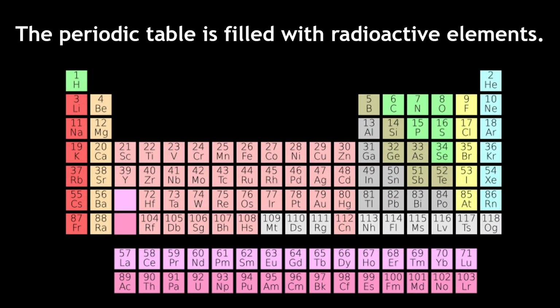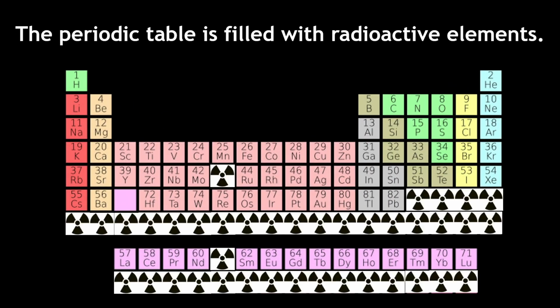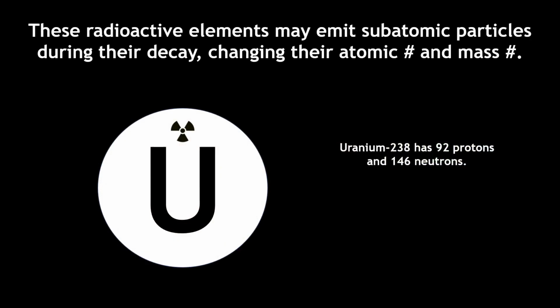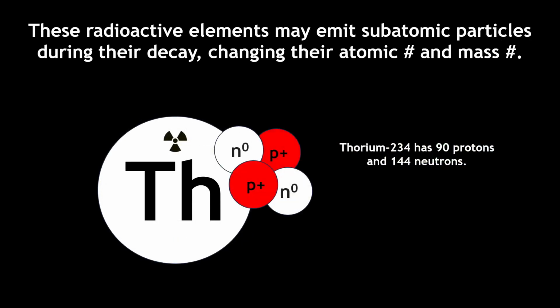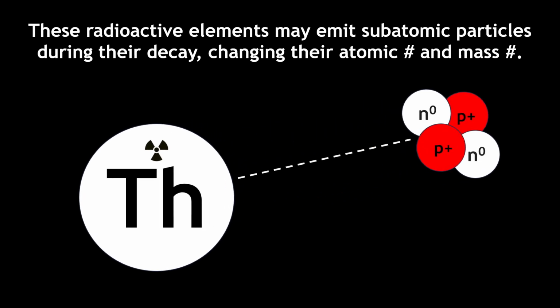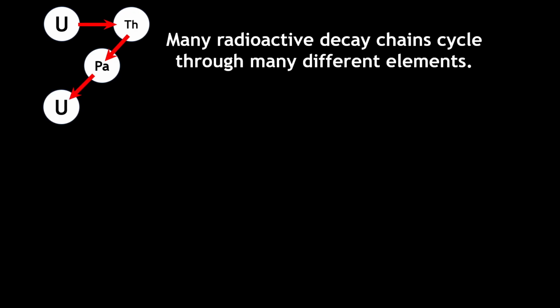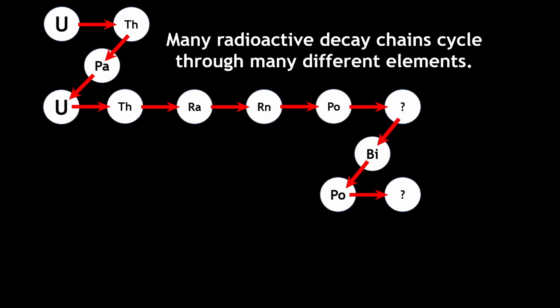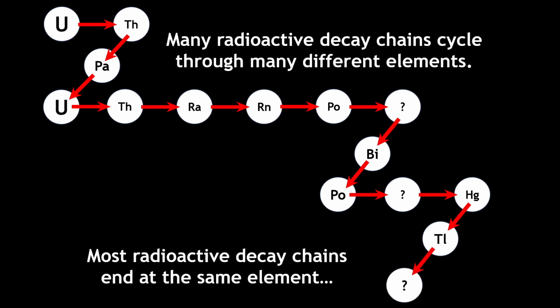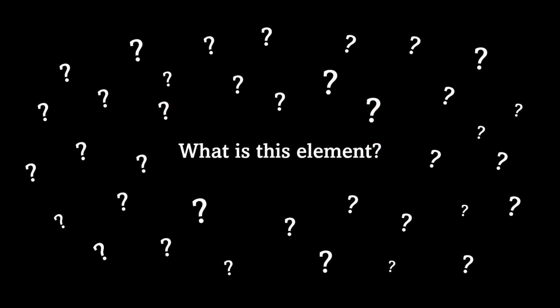The periodic table is filled with radioactive elements, which are elements that are unstable and therefore decay. These radioactive elements may emit subatomic particles during their decay, which changes their atomic and mass numbers. Many radioactive decay chains cycle through many different elements. But what if I told you that most radioactive decay chains all end in the same place, with one particular element? So what is this element?